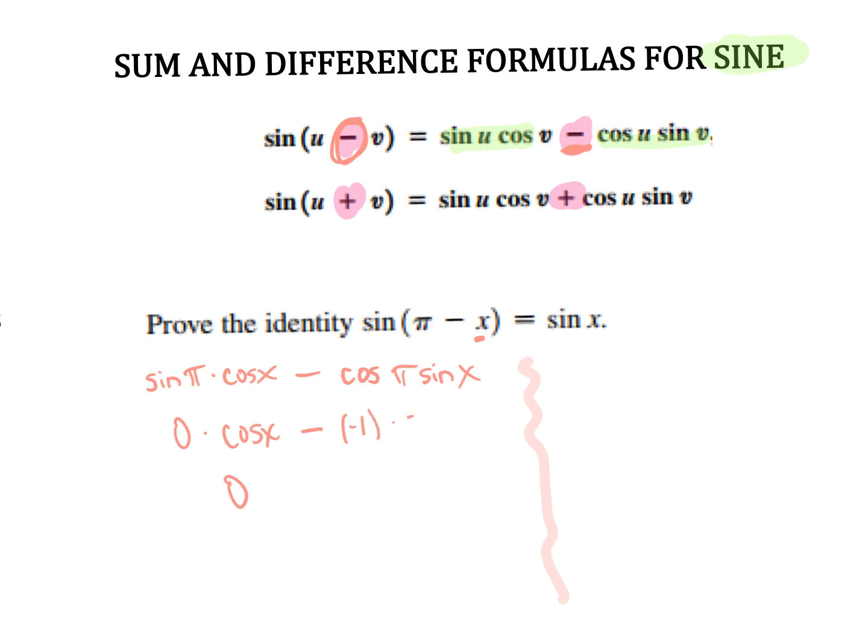-1 times sine of x. So this minus a -1 becomes plus 1 sine x, or just sine x. So we get that sine x is equal to sine x. So we have just proven that identity. Okay. Comments, questions on that? Hopefully that makes sense. I think it's pretty straightforward, but it's also easy to make some silly mistakes, so you just have to be careful.